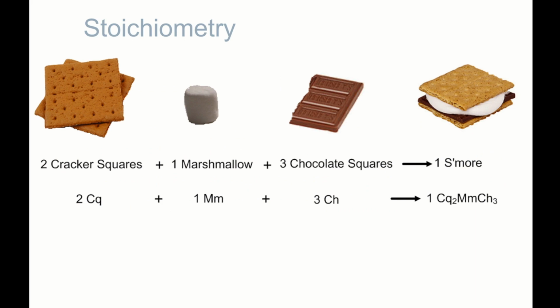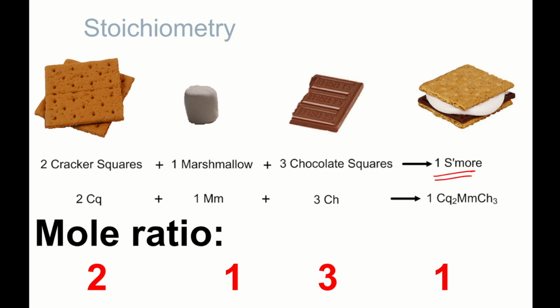This equation tells me that if I want to make 1 mole, I will need 2 cracker squares, one top and one bottom. And then I will need 1 marshmallow as the filling, and I need 3 chocolate squares. So to make this, I need these substances. The ratio here is 2 to 1 to 3 to 1. So mole ratio means I need 2 units.